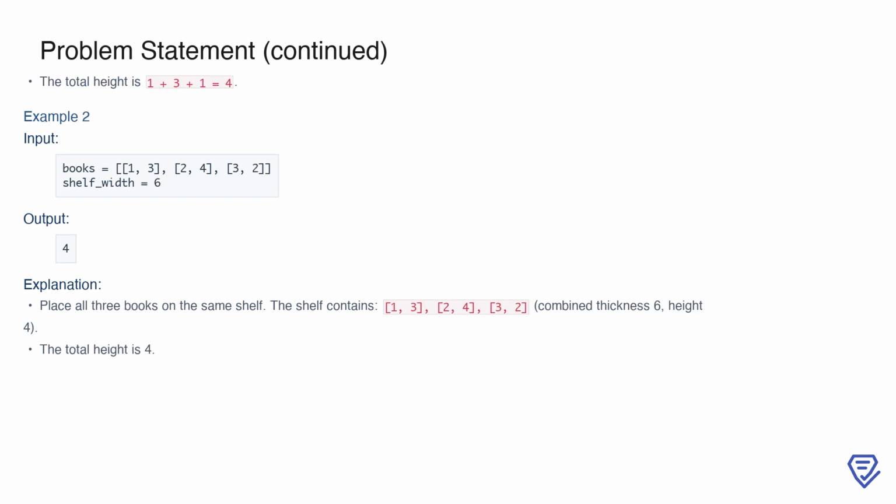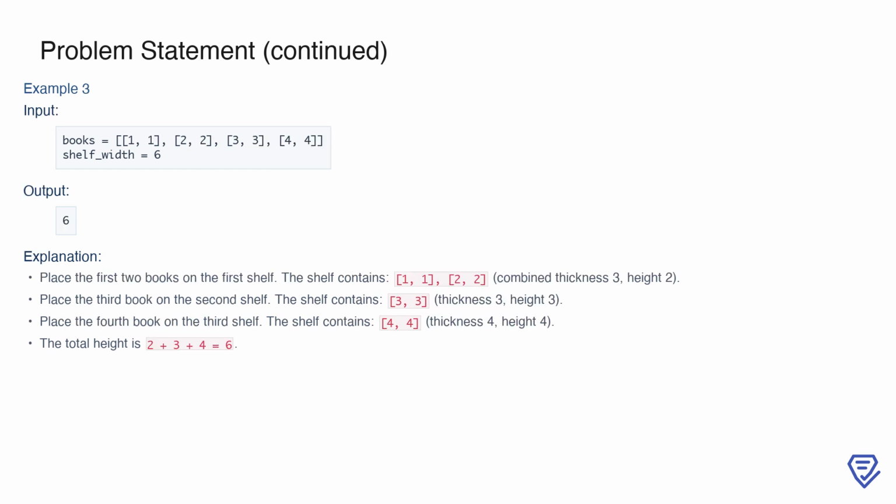Breaking it down, the total height is calculated by summing the heights of all the shelves. The first shelf has a height of 1, the second shelf has a height of 3, and the third shelf has a height of 1. Adding these together gives a total height of 1 plus 3 plus 1, which equals 4. This is the minimum possible height for this arrangement of books given the constraints.